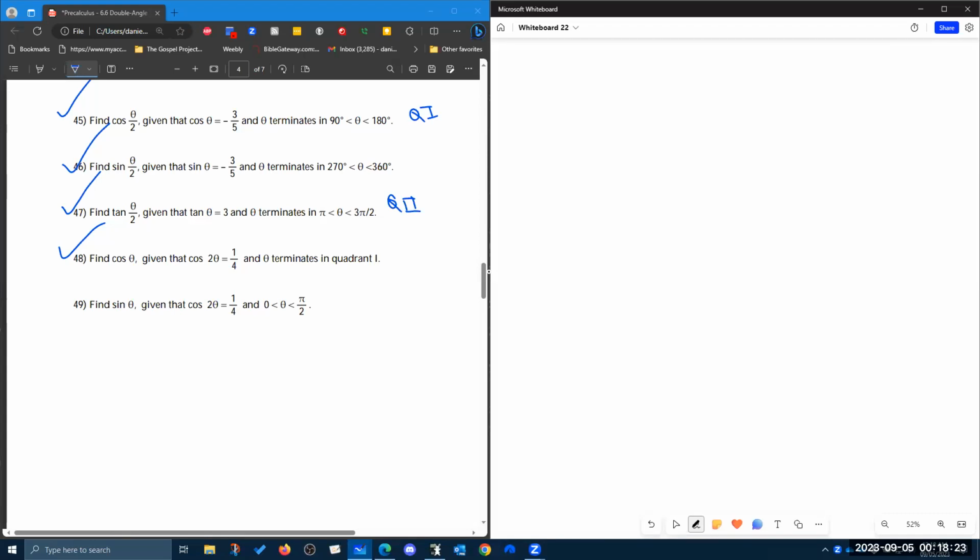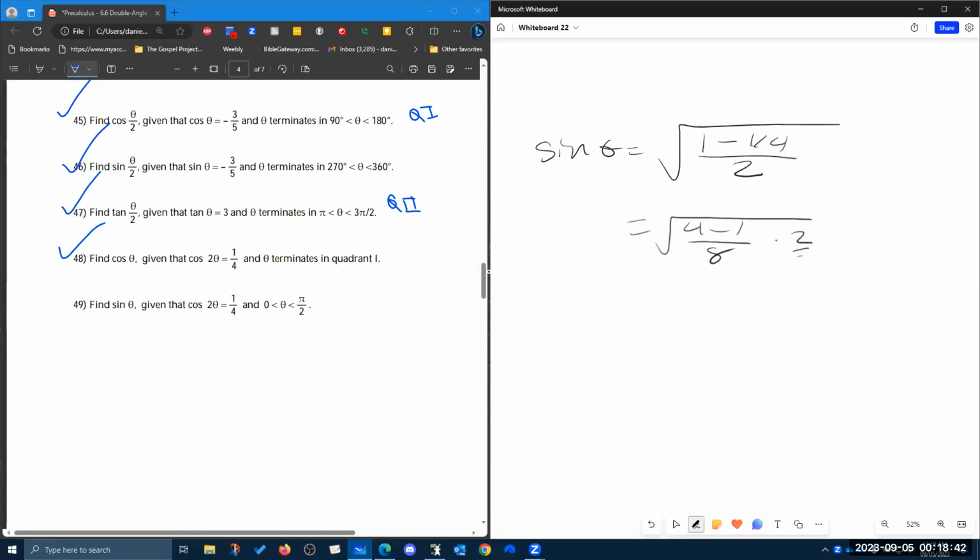And theta is going to be in quadrant 1, which makes sine positive here. So we're going to have sine theta is equal to the square root of 1 minus this cosine value over 2. And we're going to make that 4 minus 1 over 8, which is going to be 3 times 2 is 6 over 8 times 2 is 16. Root 16 is 4. And we're done.